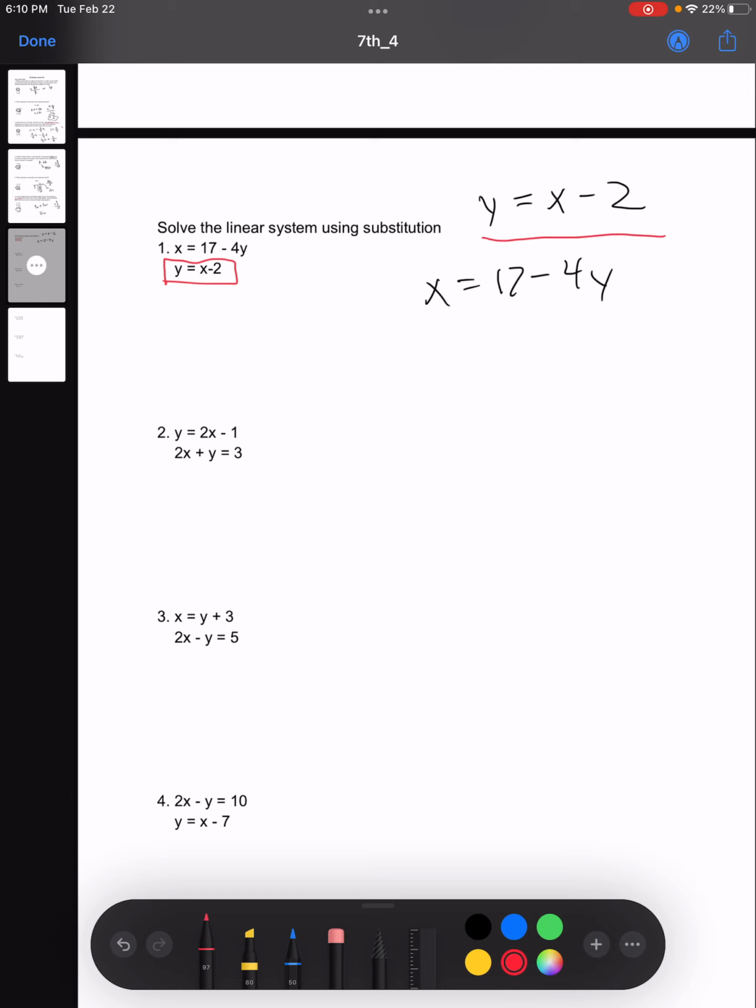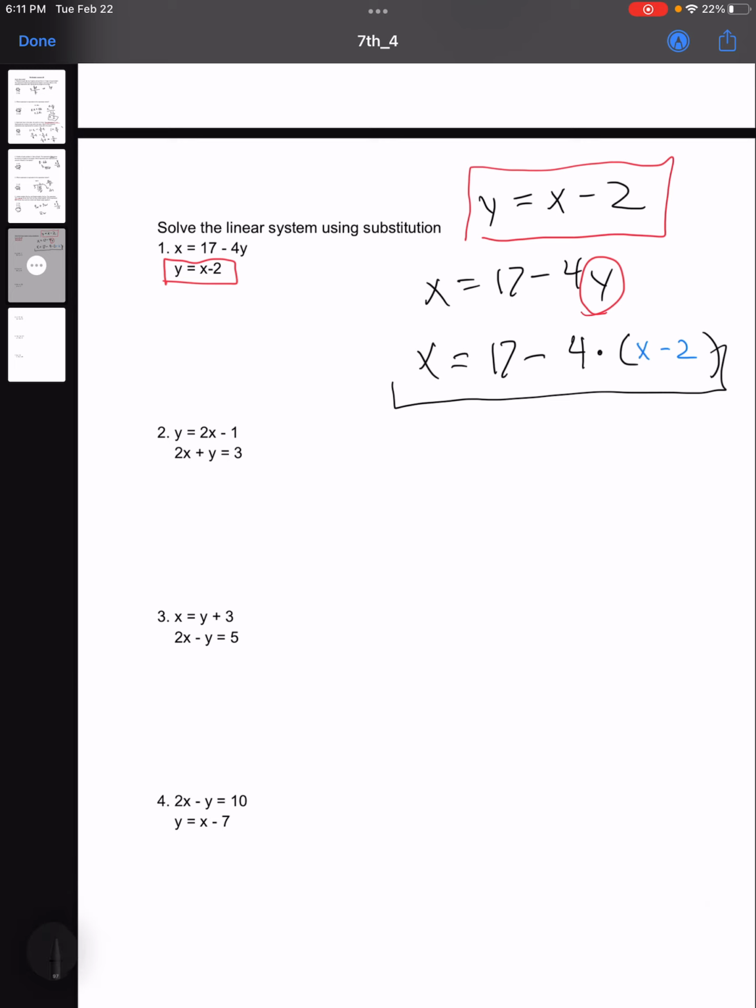If we know that y equals x minus 2, what we can do is replace this y with x minus 2. So we could really rewrite this as x equals 17 minus 4 times x minus 2. In this case, y and x minus 2 are the same thing, because essentially what this second expression is saying is that y is equal to x minus 2. Now we have an equation we can solve because there's only one variable.